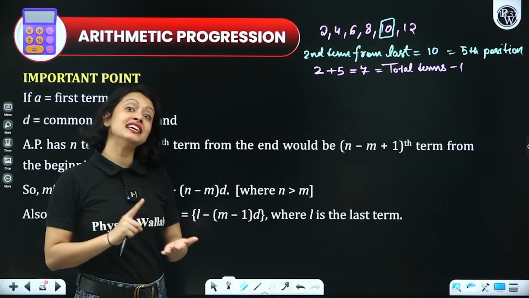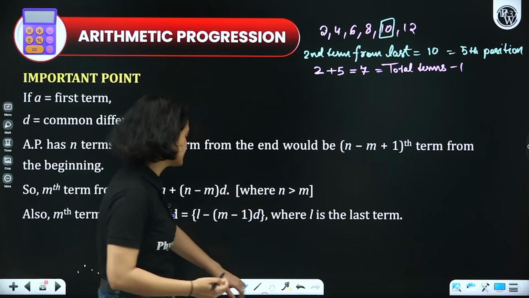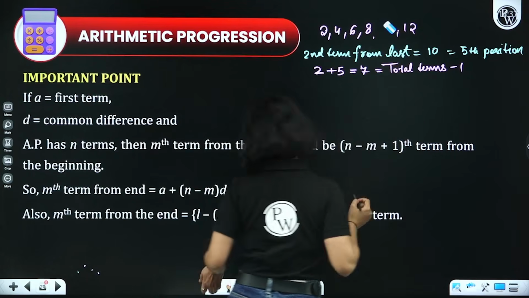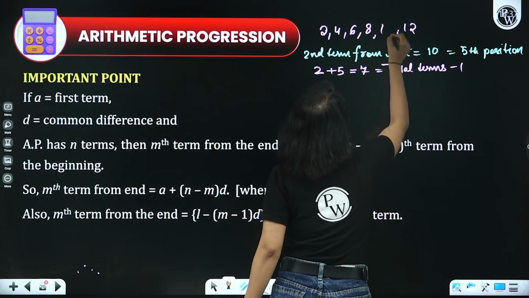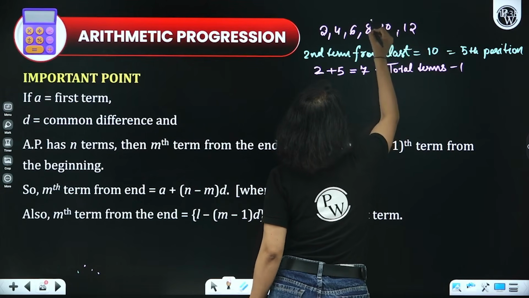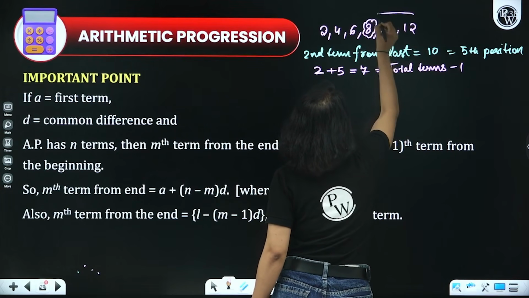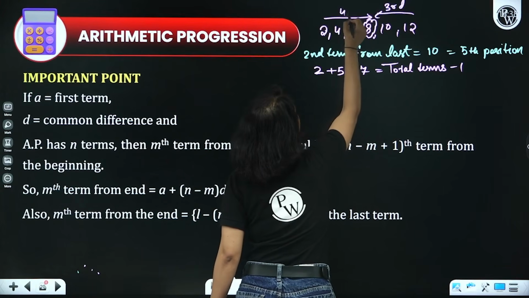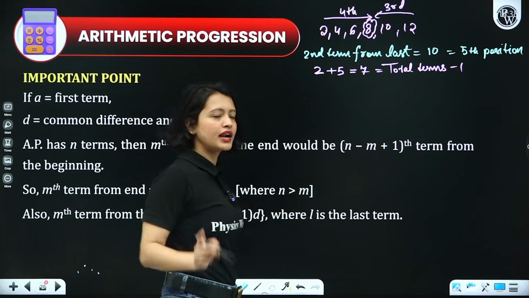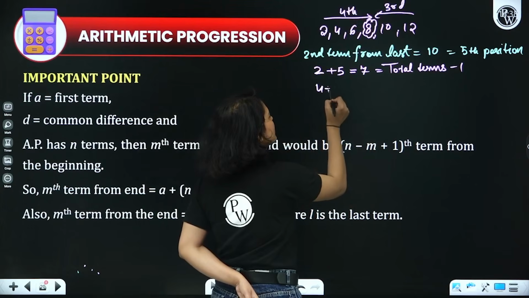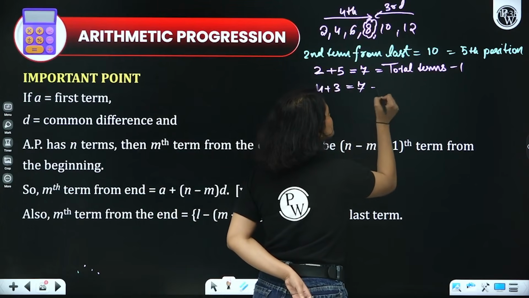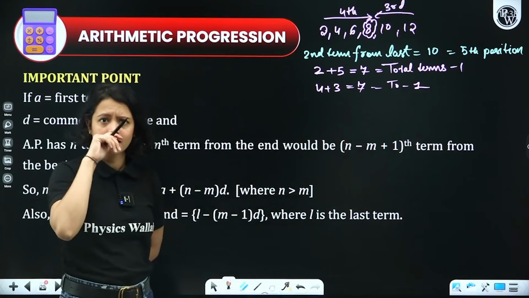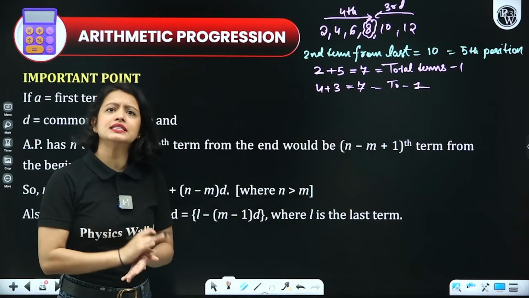And you can see this with any other example also. For example, let me erase this 10 wala wo. Let's suppose I'm talking about the third term from the end. Third term from the end is 8, right? But from the beginning, it is the fourth term, right? If I add 4 and 3, again I get 7, which is total terms minus 1. Same thing.